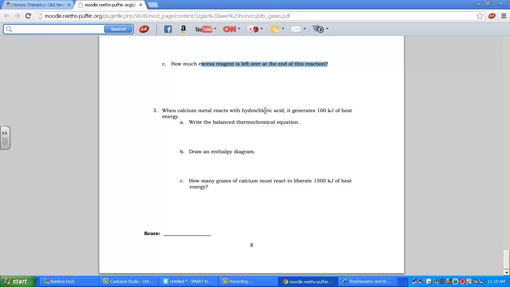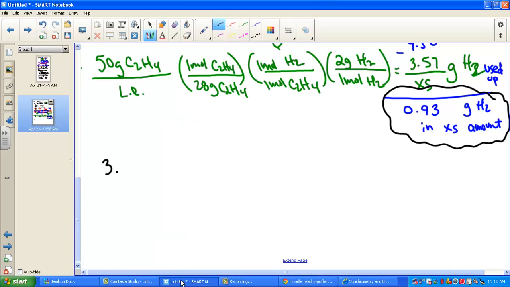When calcium metal reacts with hydrochloric acid, it generates, releasing, giving off, letting go of heat, exothermic. 100 kilojoules of heat energy is released. Let's write the balanced thermochemical equation. Alrighty. So what that will ask us to do is to turn those words into a balanced thermochemical. Calcium metal, we can put our state of matter adjective, with hydrochloric acid, hydro root word ic, hydrochloric. Acids are always aqueous.